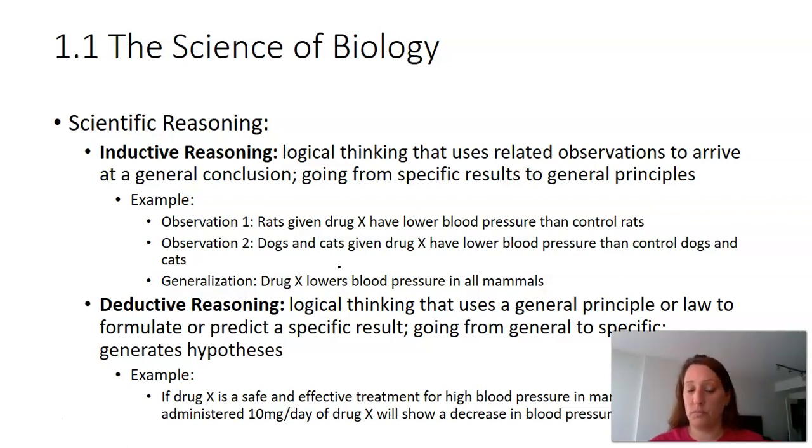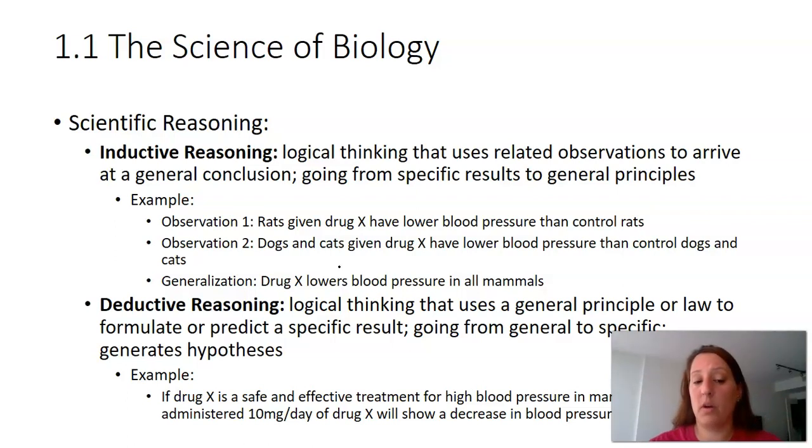Observation number two. So some separate scientists did some studies on dogs and cats. And it was found that if dogs and cats are given drug X, they too have lower blood pressure than control dogs and cats. So again, the control dogs and cats would be the ones that are not given drug X. Okay, so now we've got rats, dogs, and cats all given drug X, and they have lower blood pressure. So those are very specific results. Generalization. Here we go. So now this is the inductive reasoning part.